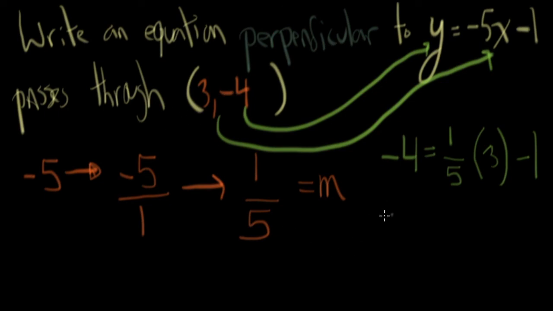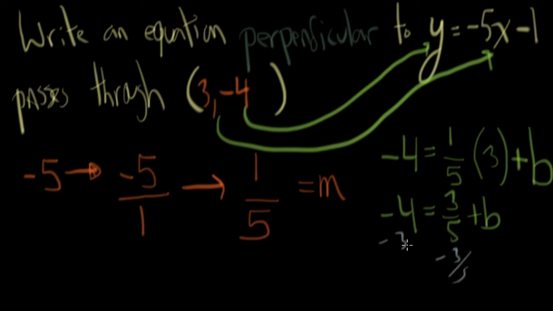So I'm going to get negative 4 is, oh, sorry. Oh my gosh, what was I doing there, Mr. Douglas? Oh my gosh, this has to be plus b, right? That has to be plus b. Of course it does, because we don't know what b is. We're solving for it. Silly teacher. Okay, so this is going to give me 3/5 plus b. Okay, let's go and subtract 3/5 from both sides. Subtract 3/5.